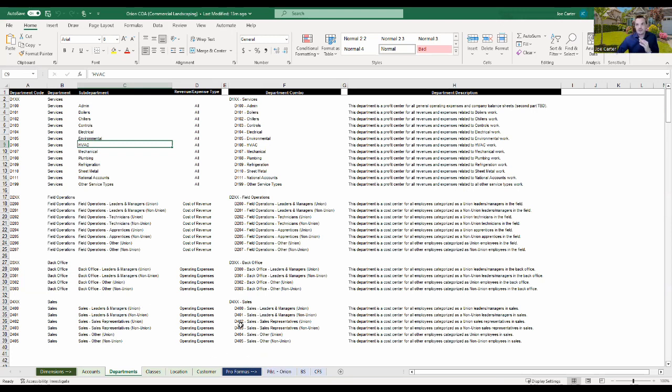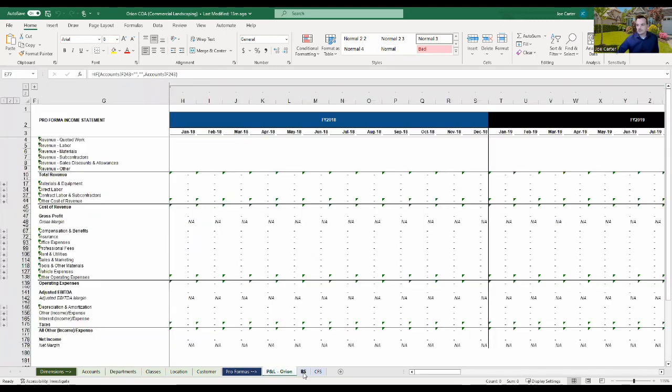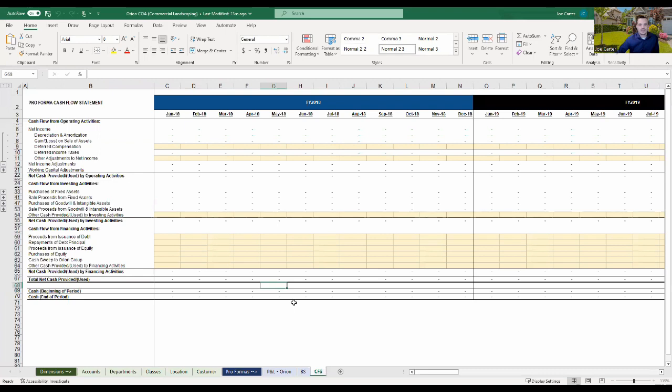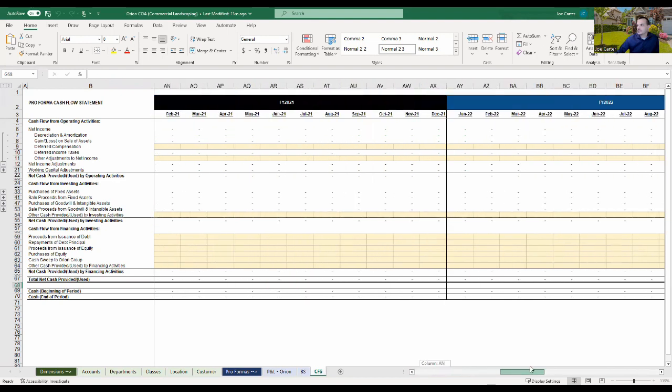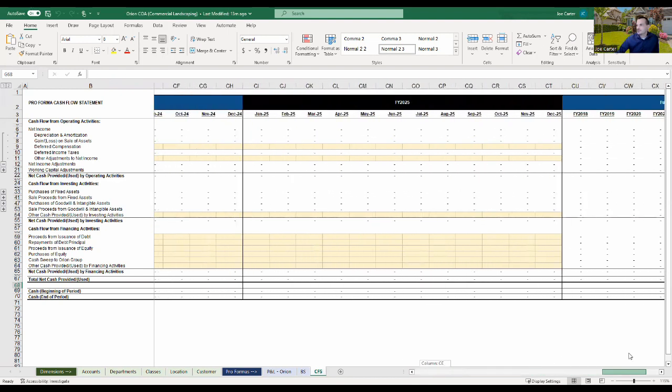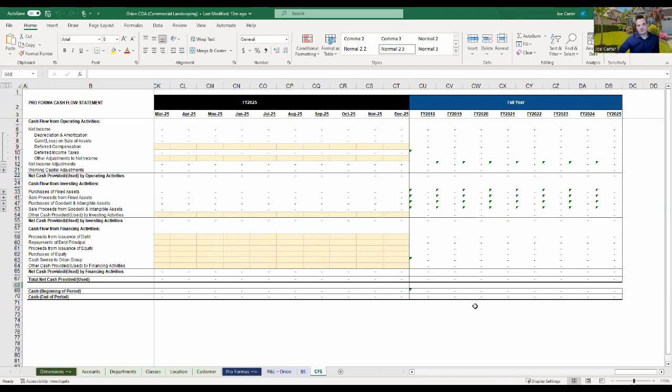Immediately following it on this particular document is the pro forma, both for your P&L, your balance statement, as well as your cash flow statement. This is your blank form that you can begin utilizing as you complete your fiscal years. Included within this is fiscal years 2018, and if you scroll to the right, it continues all the way through the fiscal year end of 2025.